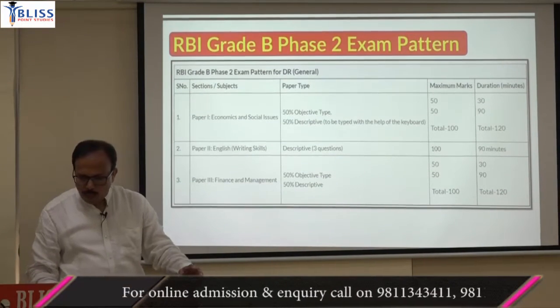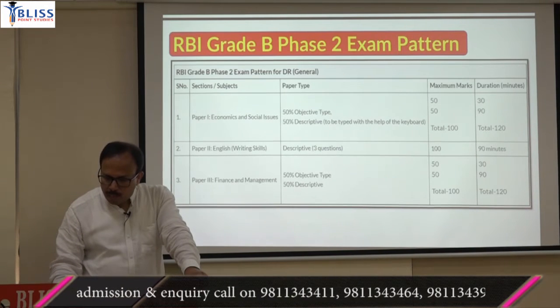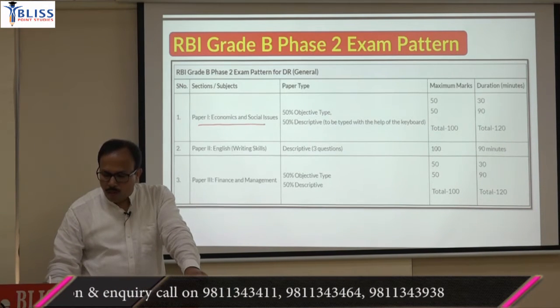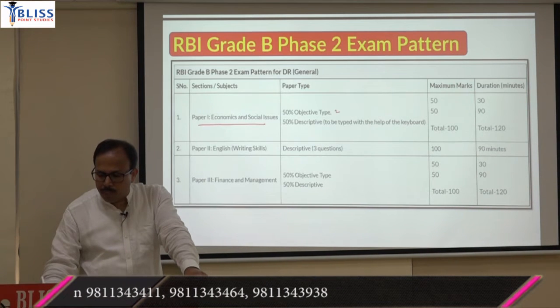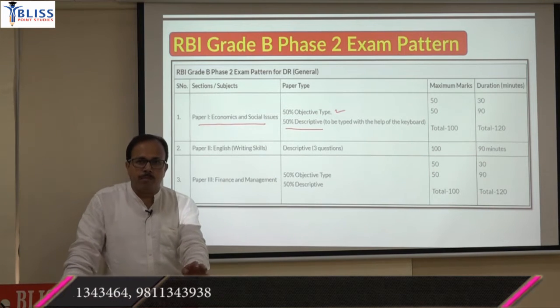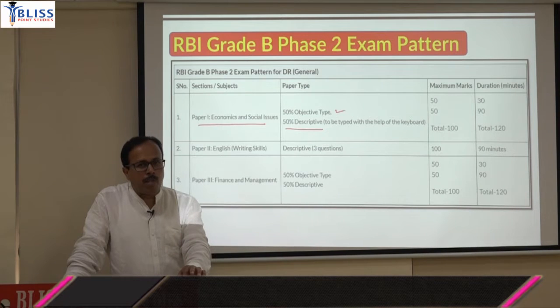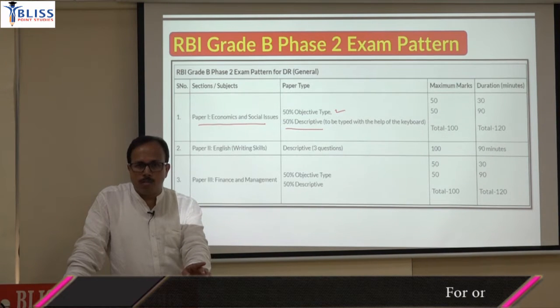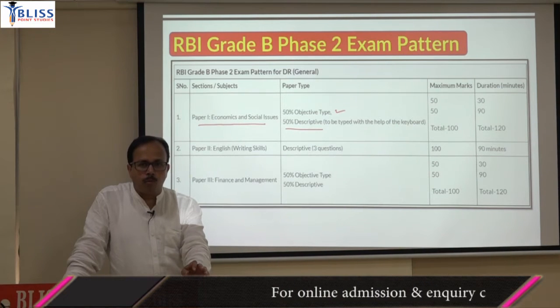Phase 2, grade B, phase 2 exam pattern. Paper 1 is economic and social issue. The nature of this phase 2, 50% objective type, 50% descriptive type, 50% objective, and there will be 30 questions objective. Out of those 30, some questions will have a weightage of 1 mark, some questions will have a weightage of 2 marks, and for the descriptive 6 questions will be given to you. You have to attempt any 4.